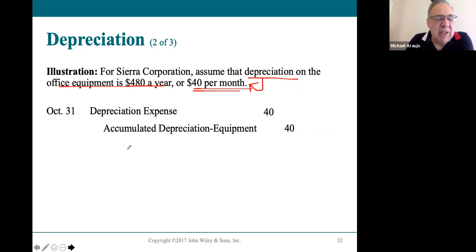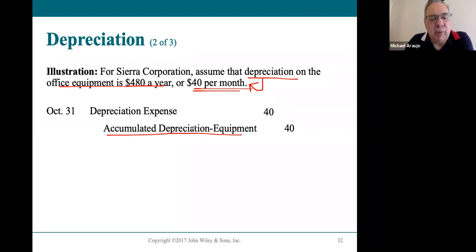What we do is we put together a sort of a buddy account to it called accumulated depreciation for the equipment. Accumulated depreciation for the equipment shows how much of the equipment has been expensed over time, because it'll simply accumulate over, in this case, because it's a long-term asset, over the years. It'll continue to accumulate in the account.